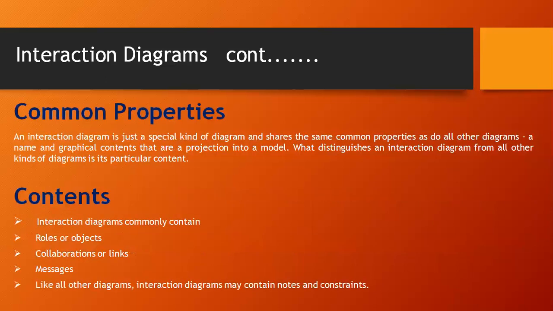Now, let us see the common properties of interaction diagrams. An interaction diagram is just a special kind of diagram that shares the same common properties as all other diagrams. What distinguishes an interaction diagram from all other kinds of diagrams is its particular content. Interaction diagrams commonly contain roles or objects, collaborations or links, and messages. Like all other diagrams, interaction diagrams may contain notes and constraints.